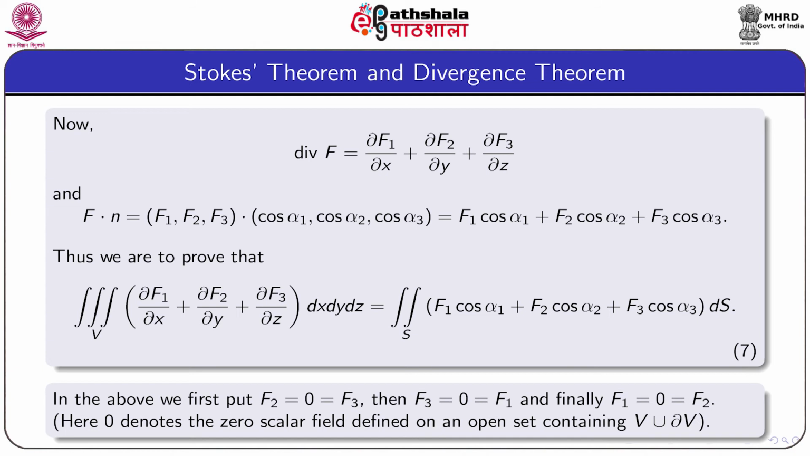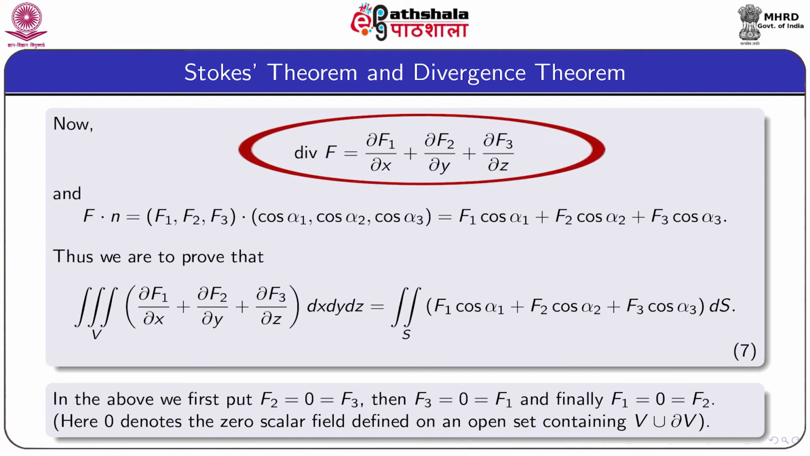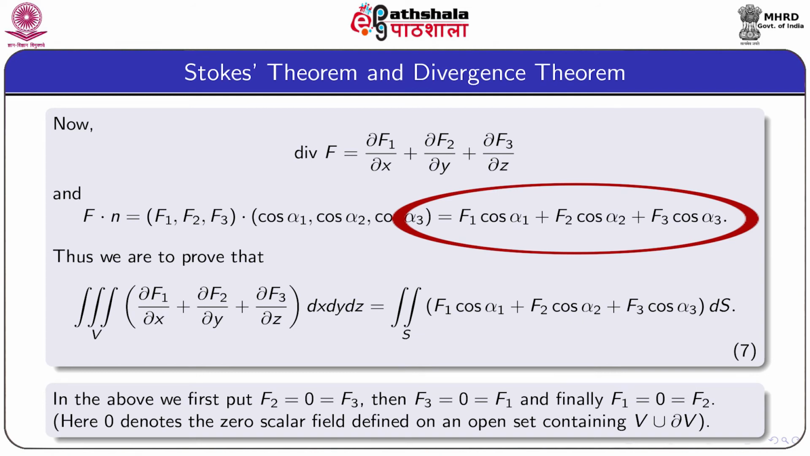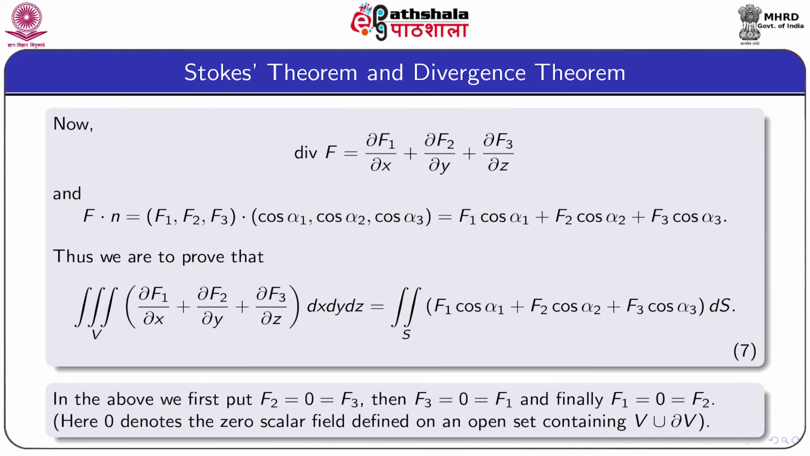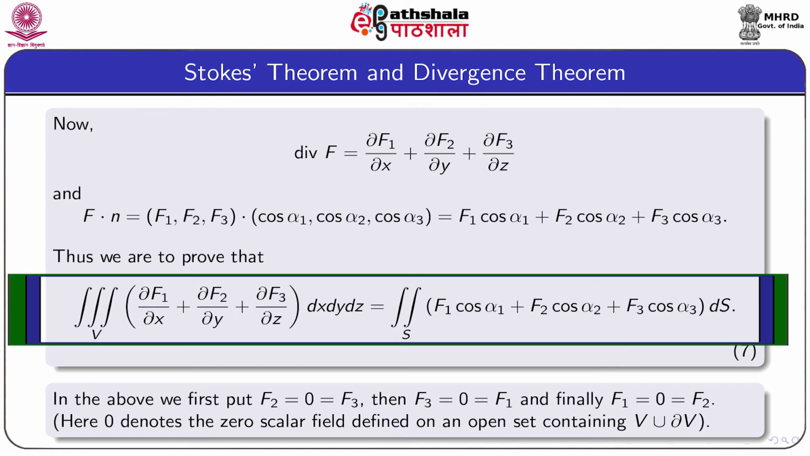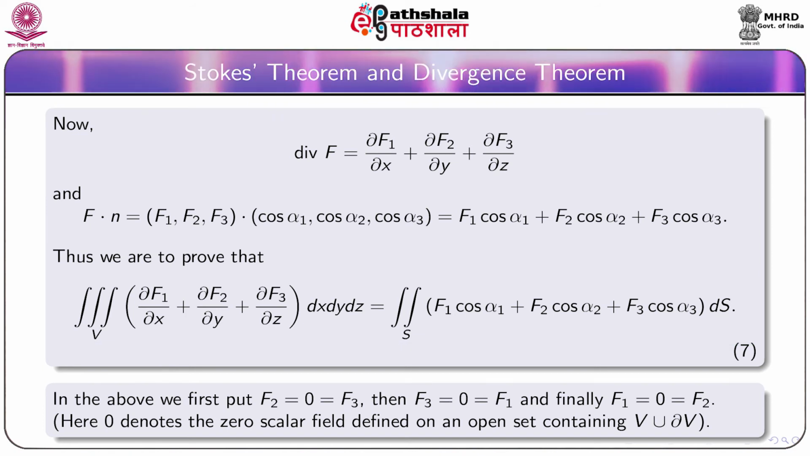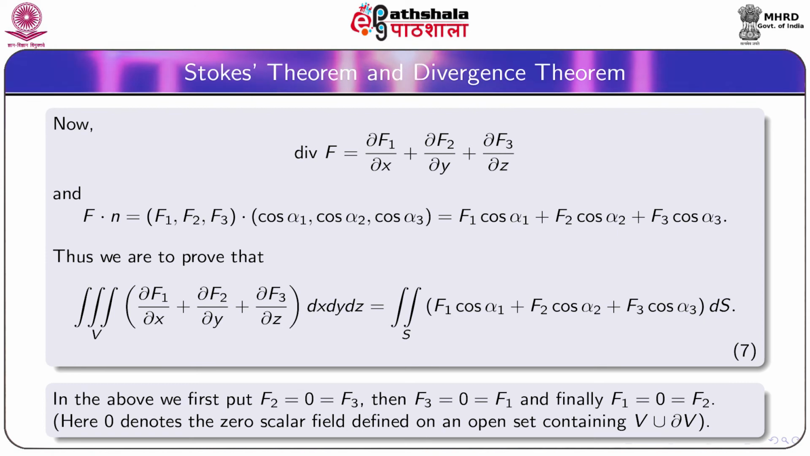Now, divergence f is ∂f1/∂x plus ∂f2/∂y plus ∂f3/∂z, and f dot n is f1 cos α1 plus f2 cos α2 plus f3 cos α3. This means we are to prove that the volume integral over V of (∂f1/∂x plus ∂f2/∂y plus ∂f3/∂z) dx dy dz equals the surface integral of (f1 cos α1 plus f2 cos α2 plus f3 cos α3) dS.